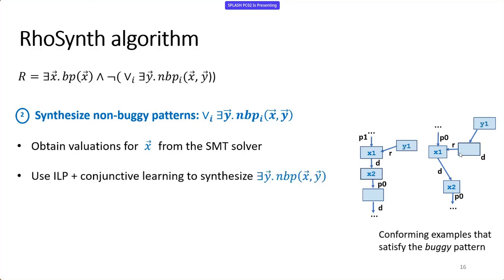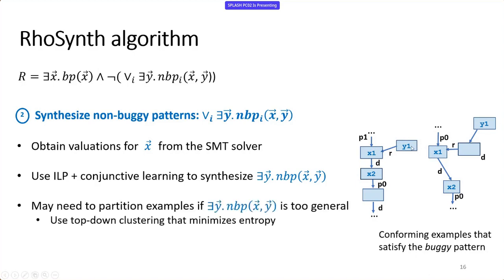So the solution is pretty similar to what we just discussed. We'll use the same procedure that is based on integer linear programming and conjunctive learning to synthesize the non-buggy pattern by finding good alignments for nodes in these valuated conforming examples, where the alignments would correspond to valuations for these existential variables y.